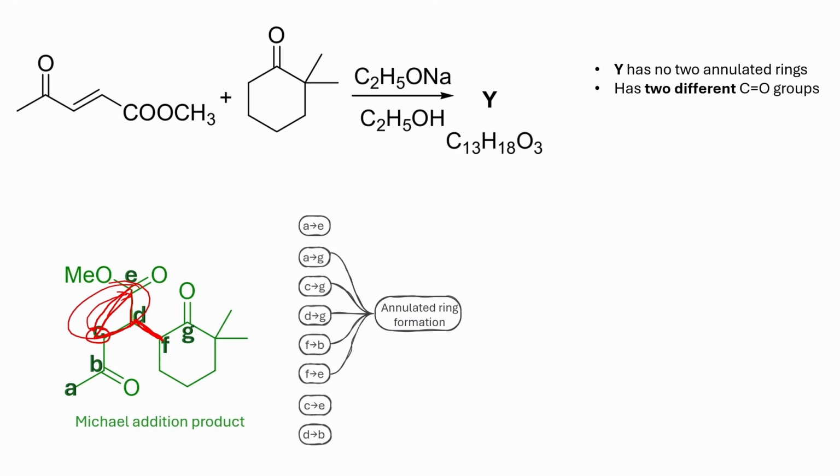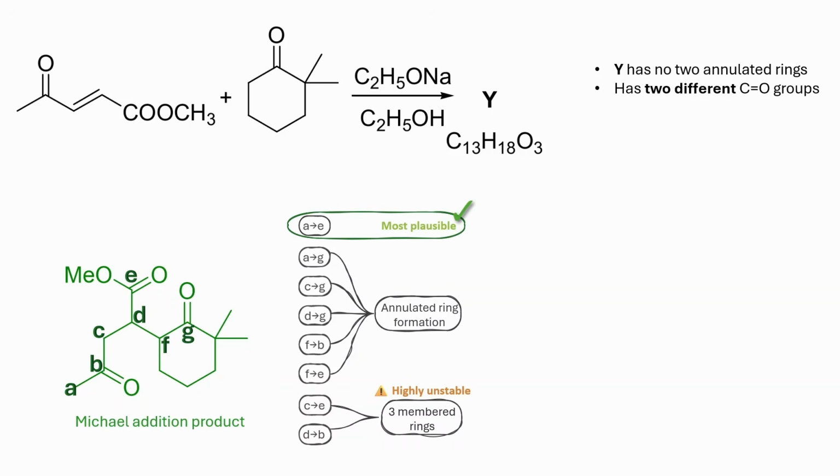But the problem is that this is a 3-membered ring, so that's highly unstable. Okay, that means attack of A to E is the most plausible, and we get a structure like this. So you could have arrived at the same answer by looking at the molecular formula, but as you can see, I did not use any molecular formula information. I'm just showing all possibilities here, just in case molecular formulas are not given in some other problems.